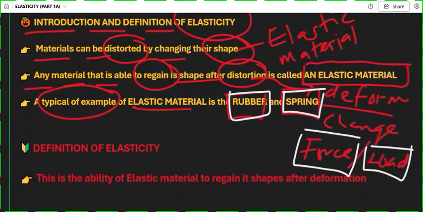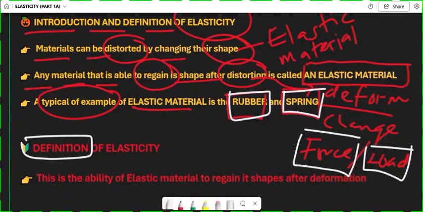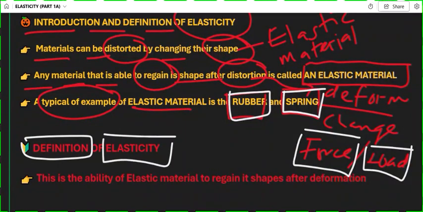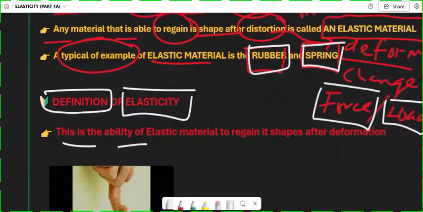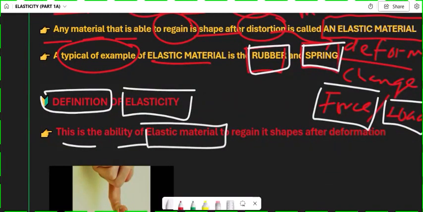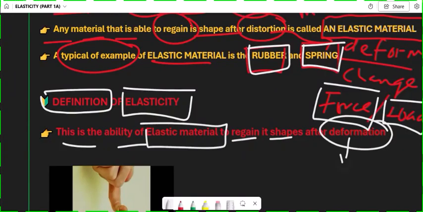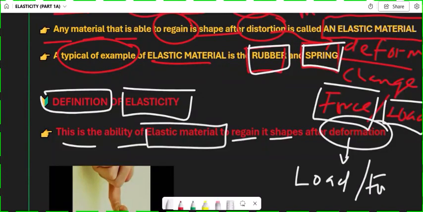So let's move on to the definition of what is elasticity. What is elasticity? Simply by saying, this is the ability of elastic material to regain its shape after deformation. Deformation here means when you try to apply a load or when you try to apply a force. So that means an elastic material has the ability to regain back its shape whenever a force is applied on it.